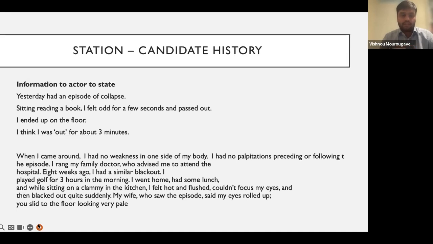So as you can see, they've got a script about they read a book, felt odd, a few seconds passed out, ended on the floor, maybe out for 3 minutes, and it's not the first time. Looked very pale when seen by the wife. So I've just summarized that.